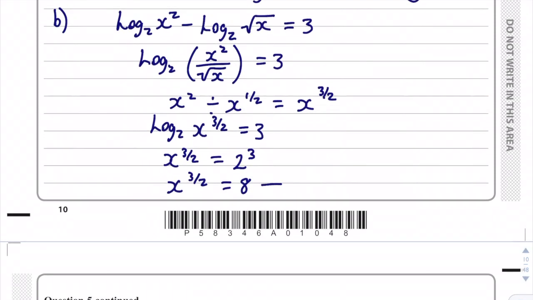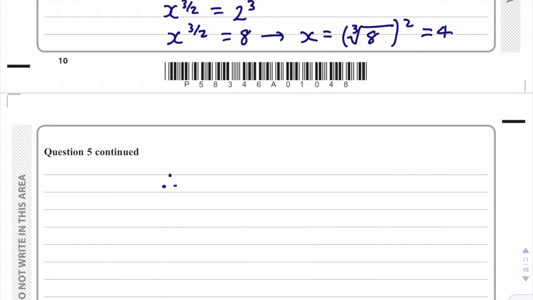Then what I can do is I can work out x by taking the cube root of 8 and then squaring it. So the cube root of 8 is 2 and 2 squared is 4. So my final answer is therefore x equals 4.